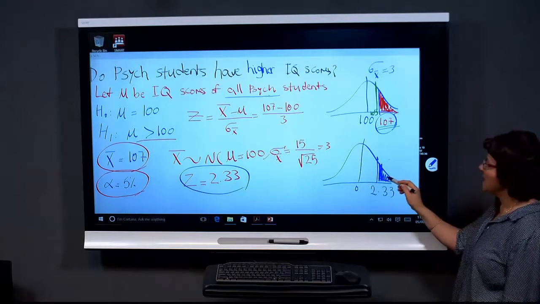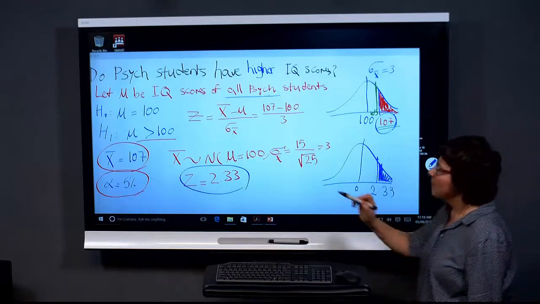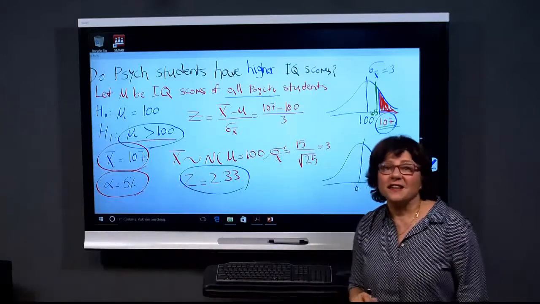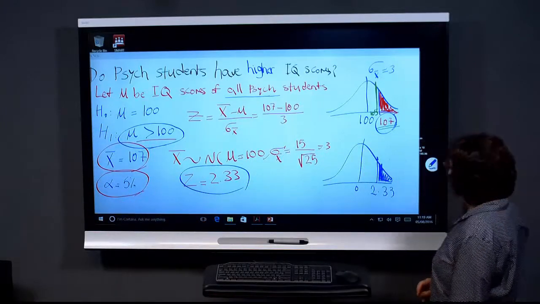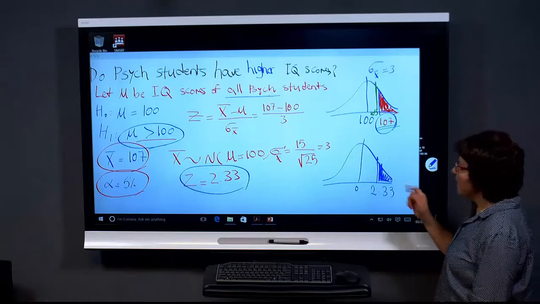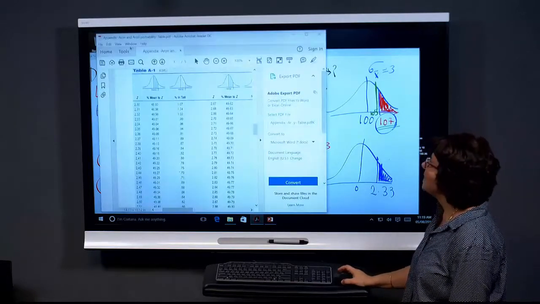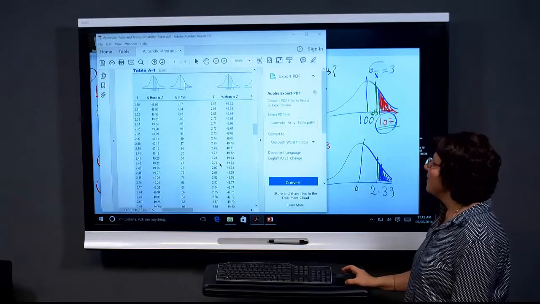All right, so I want this area, which is the probability of Z greater than 2.33. Why is this area but not that area? Because my alternative hypothesis is greater than. So I need to refer to the tables and look at the probability in the tail for the value of 2.33.